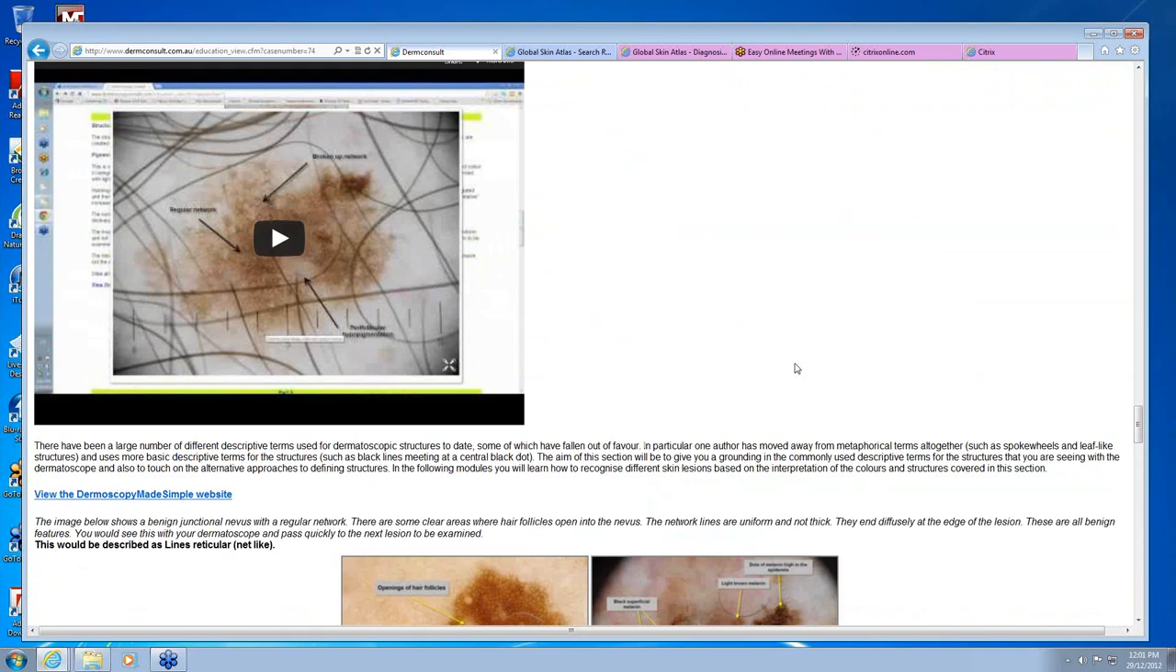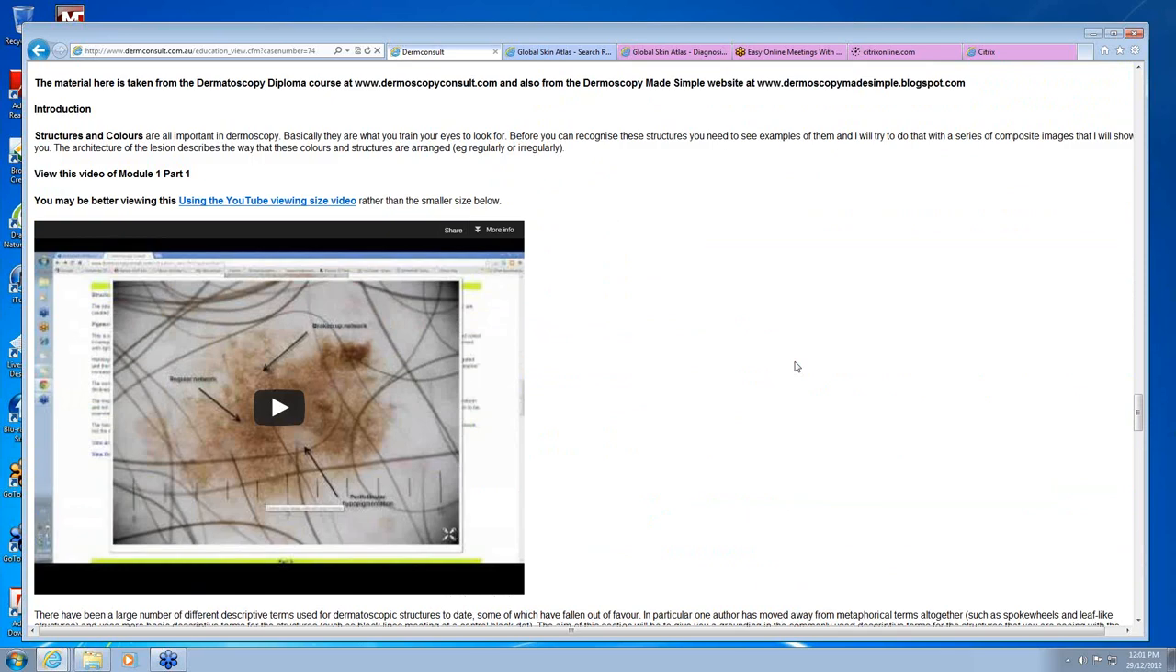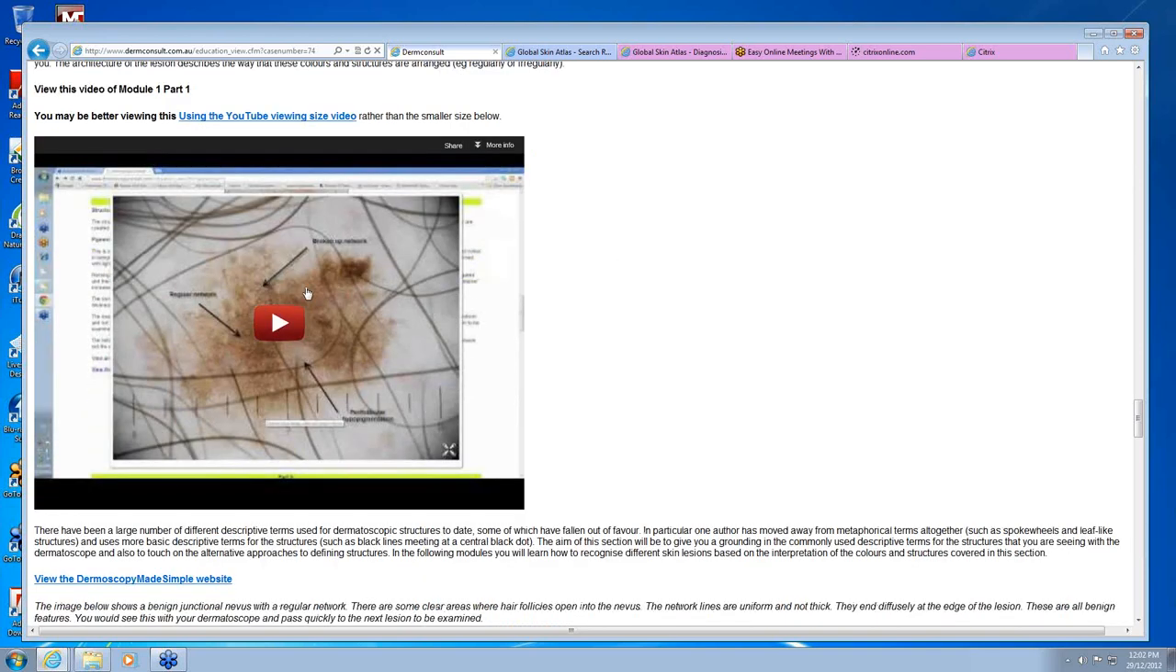Now, what about dermatoscopy topics? We said that the material here is taken from the dermatoscopy diploma course and also from the Dermatoscopy Made Simple website. The correct word is dermatoscopy rather than dermoscopy, but dermoscopy has been used for a while. It's taking a wee while to change it. Initially, we're going to look at structures and colors.